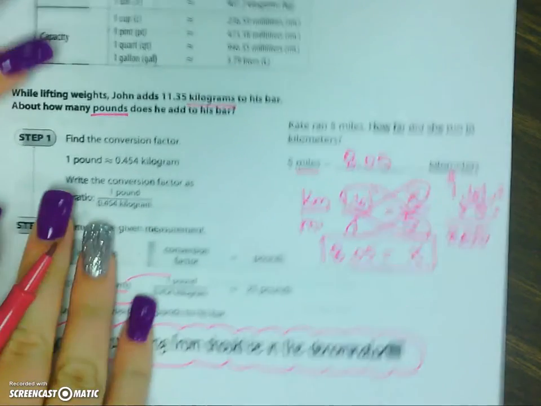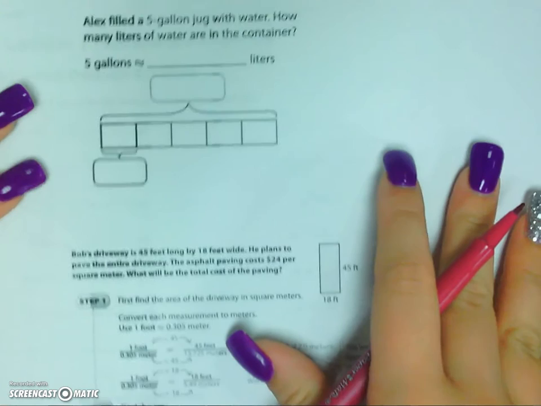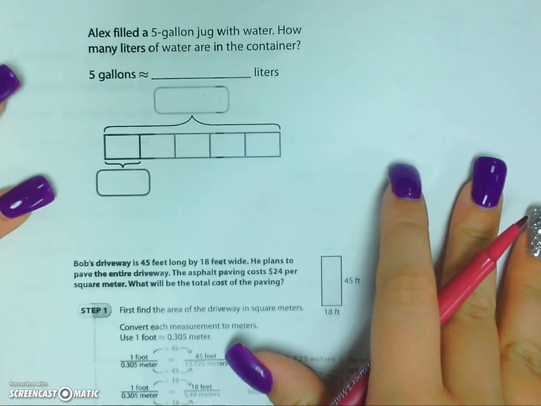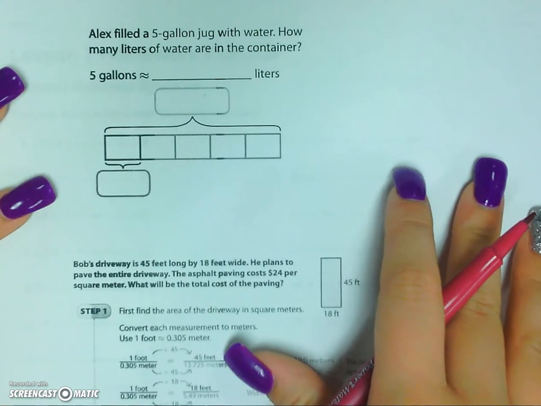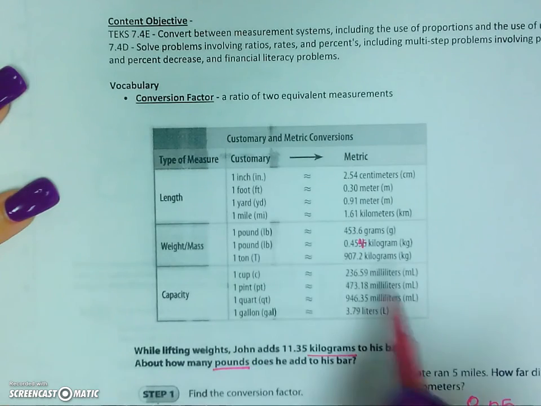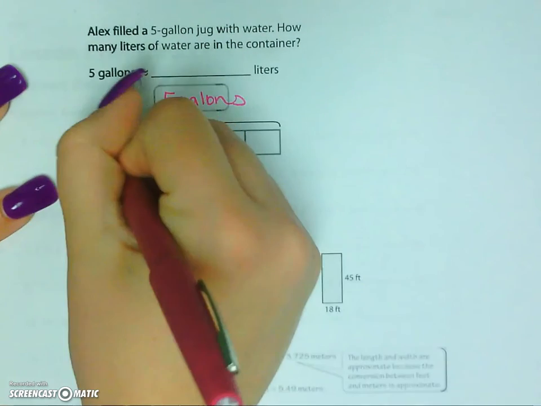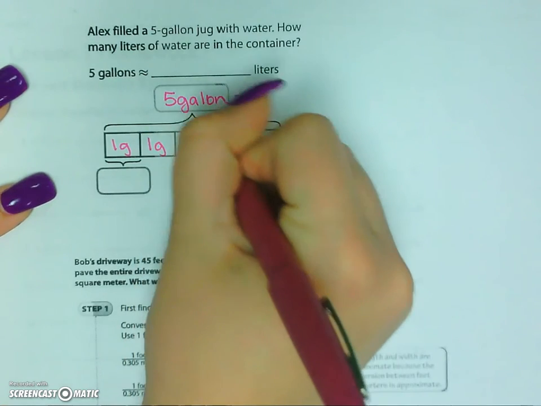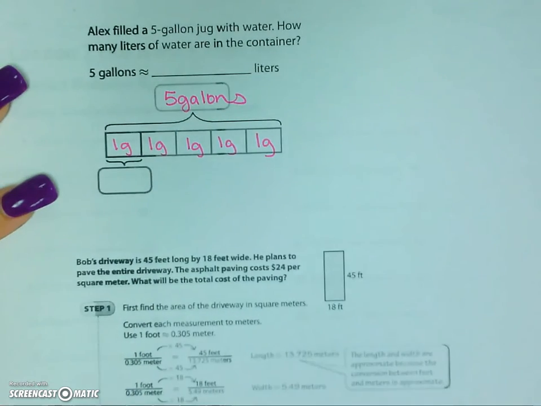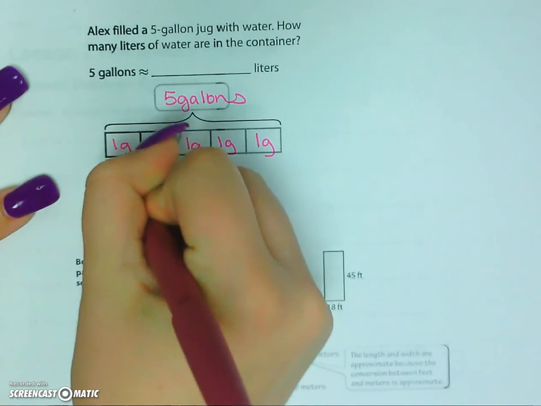Now, flip it over. Let's look at some more. Here's another way to look at it. Alex filled a 5-gallon jug with water. How many liters of water are in the container? Okay, so if I look at my conversion factor, I see that 1 gallon is equal to 3 79/100 liters. So if I have 5 gallons, which is what I see right here, this is 1 gallon, 1 gallon, 1 gallon, 1 gallon, 1 gallon. From looking at my chart, this 1 gallon right here has 3 79/100 liters.